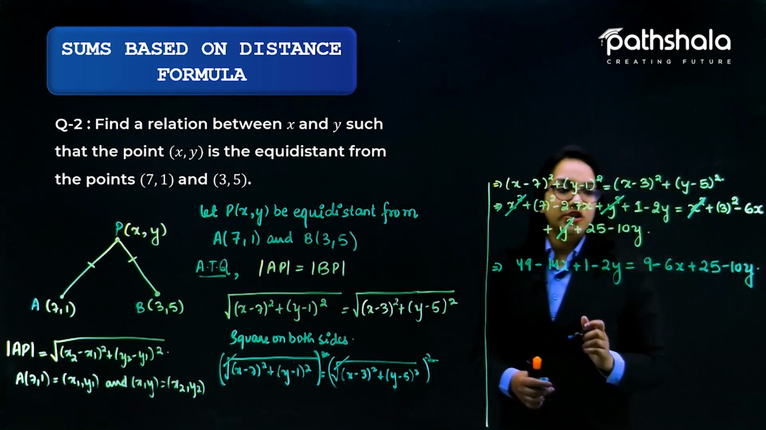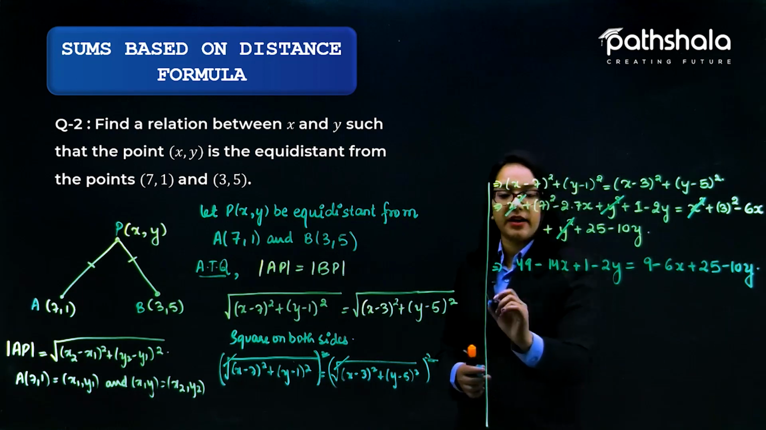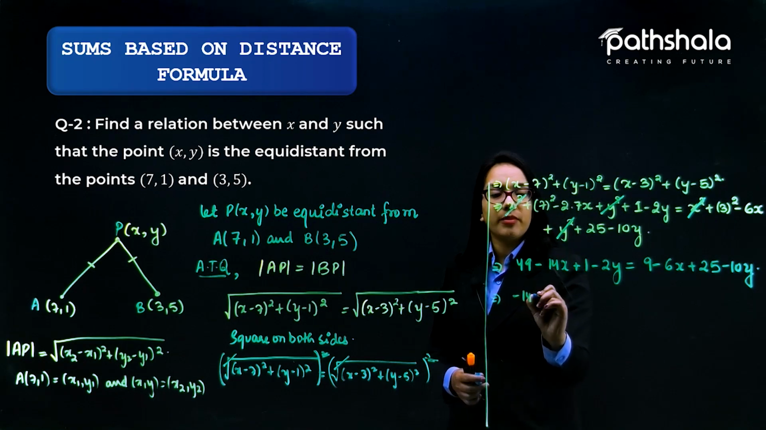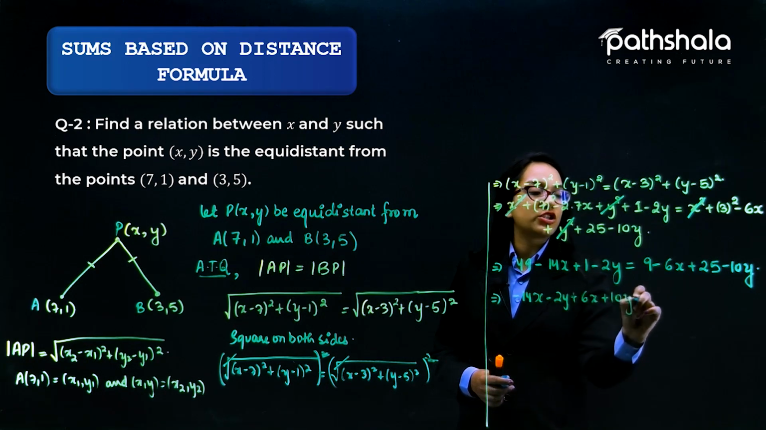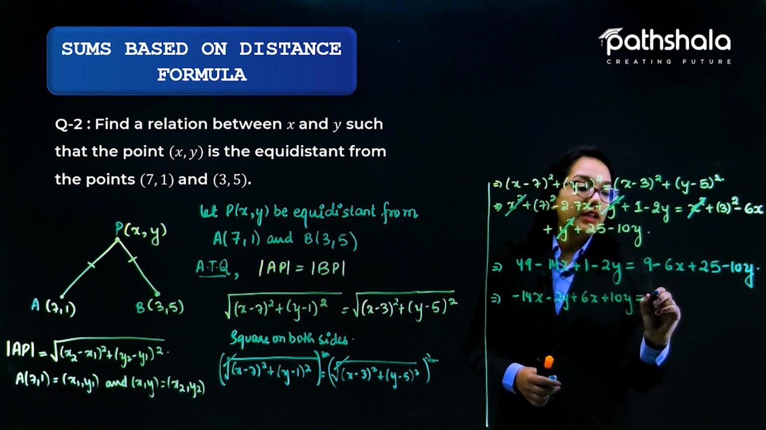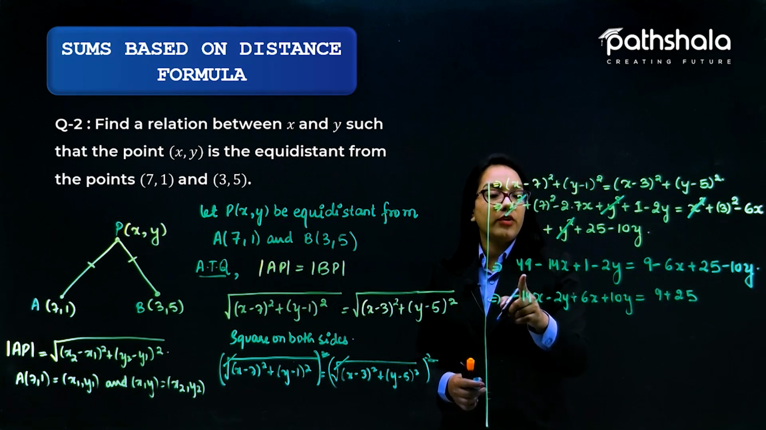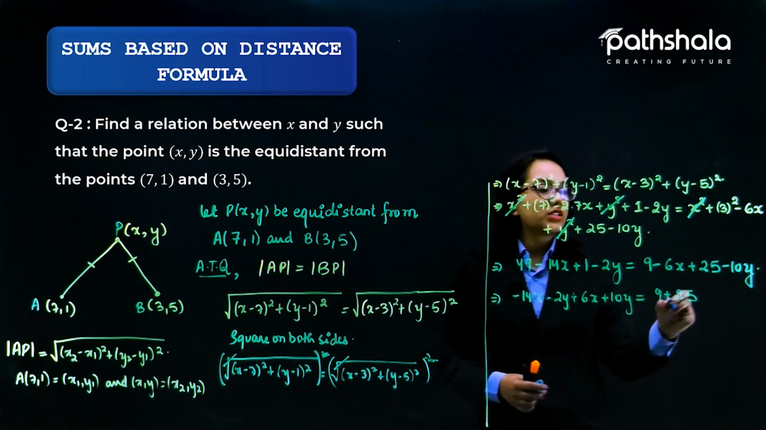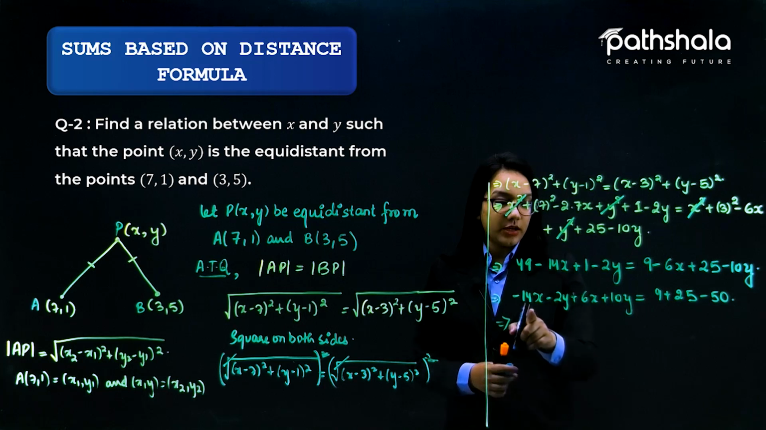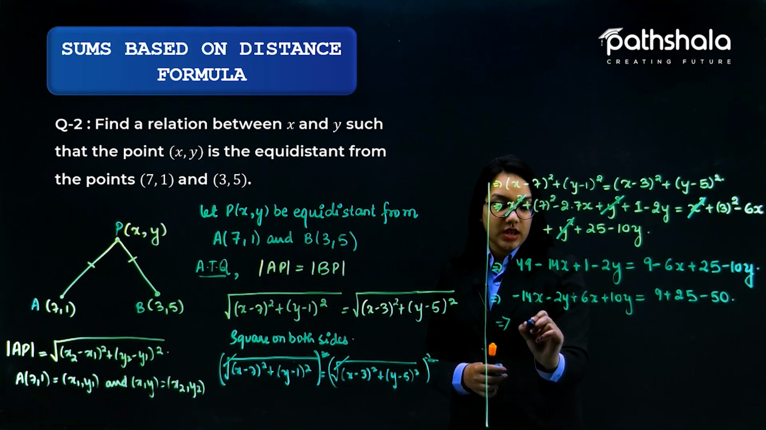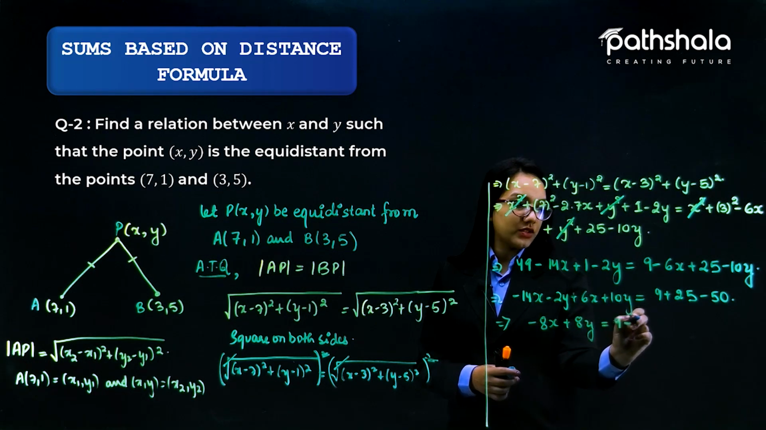Now let's take the x and y variables on one side and the constants on the other side. The variables on one side would be minus 14x minus 2y plus 6x plus 10y, and the constants on the other side would be 9 plus 25 minus 49 plus 1, which is minus 50... sorting it out, minus 14x plus 6x is minus 8x, plus 8y, which is equal to 9 minus 25.